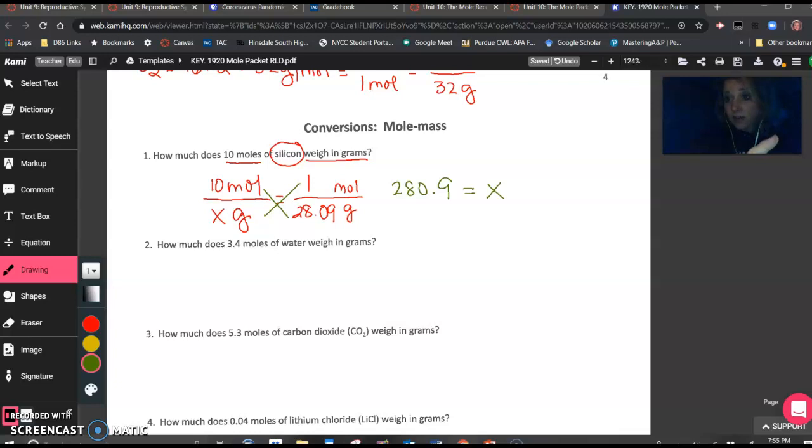But you're not done. You have to tell me what your units are. What am I looking for in the problem? Right here. I'm looking for grams. So in my answer, I need to make sure to have my unit. And this is my final answer. What I'm saying then is that 10 moles of silicon weighs 280.9 grams of silicon. So that's how I would solve problem number 1. Now let's take a look at problem number 2.